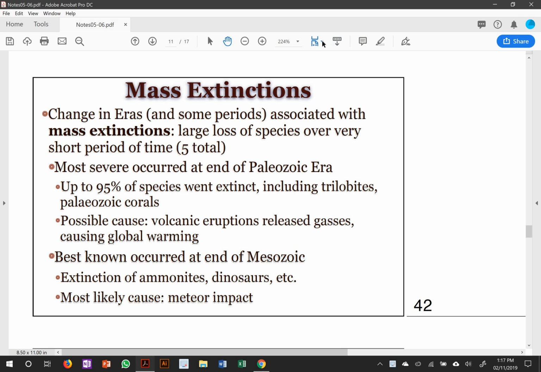The one at the end of the Mesozoic is actually the most recent of the mass extinctions, not counting the one we're perpetrating right now. And because it's the most recent, it's also the best understood. In this case, the evidence is very, very strong that the extinction was caused by a massive meteor impact that hit the Yucatan Peninsula off of Mexico and basically caused an impact winter effect.